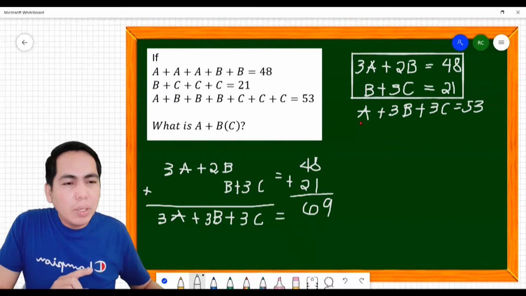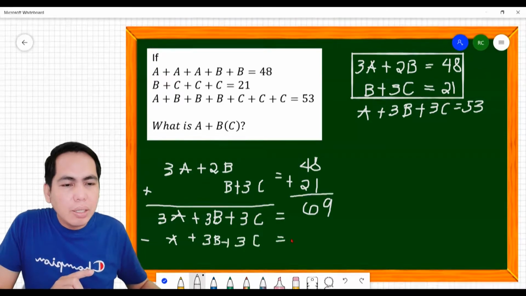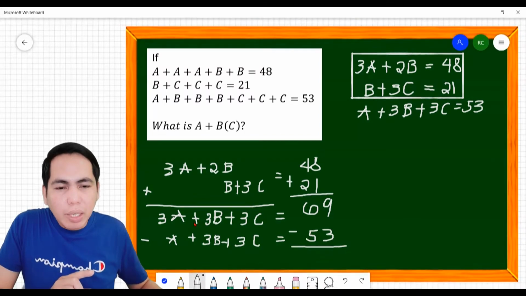Now, since we know that A plus 3B plus 3C will give us 53, we can subtract 1A plus 3B plus 3C, which is 53. So we can subtract 69 minus 53. So 3B and 3B is cancelled. 3C and 3C is also cancelled.